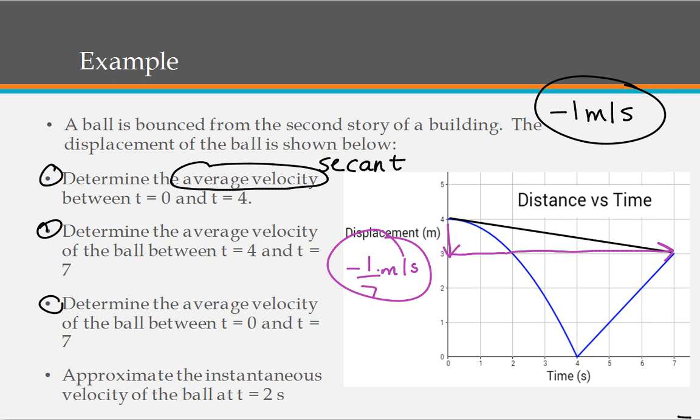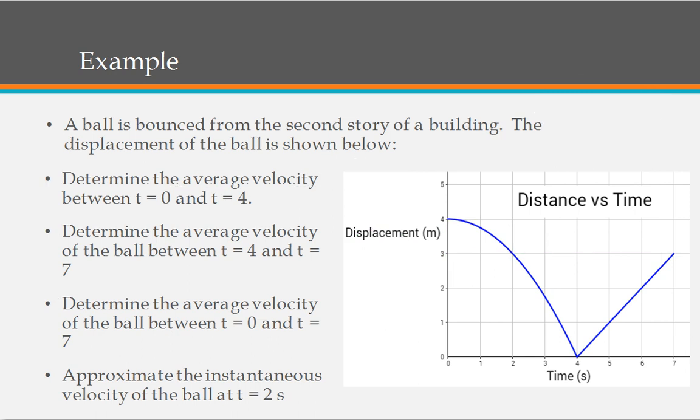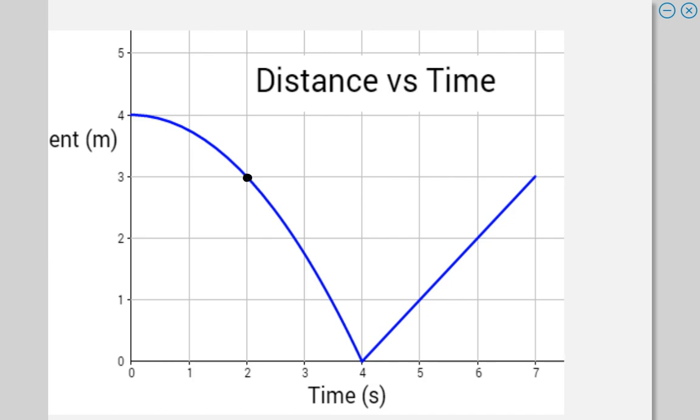Okay, now let's try the very last one. And this is where we've got to be careful with our reading. When you're doing this on the test later, you have studied the difference between instantaneous and average. We want the instantaneous velocity at 2 seconds. So find 2 seconds and put a dot. And then you have to draw which type of line? Very nice, tangent.